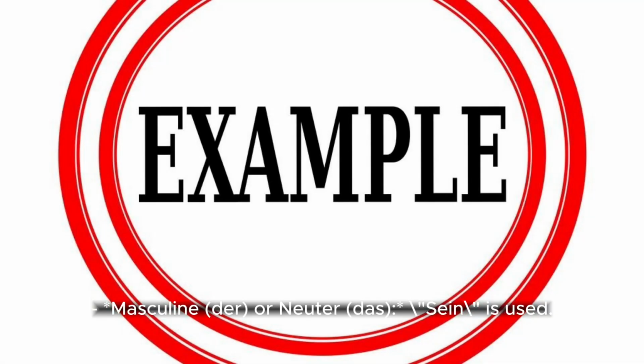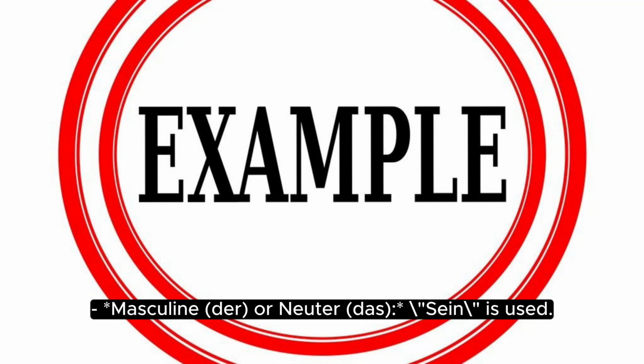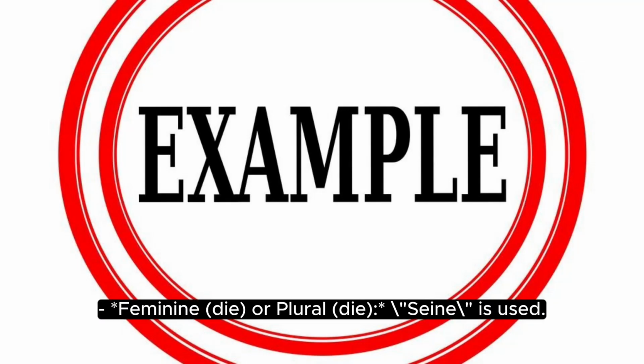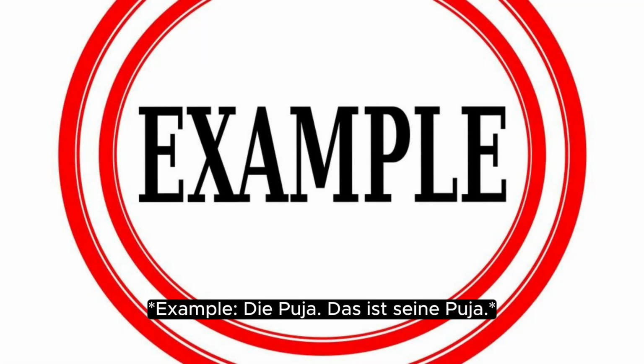Es. Masculine der or neuter das, sein is used. Example: Das Kind. Das ist sein Kind. Feminine die or plural die, seine is used. Example: Die Puja. Das ist seine Puja.